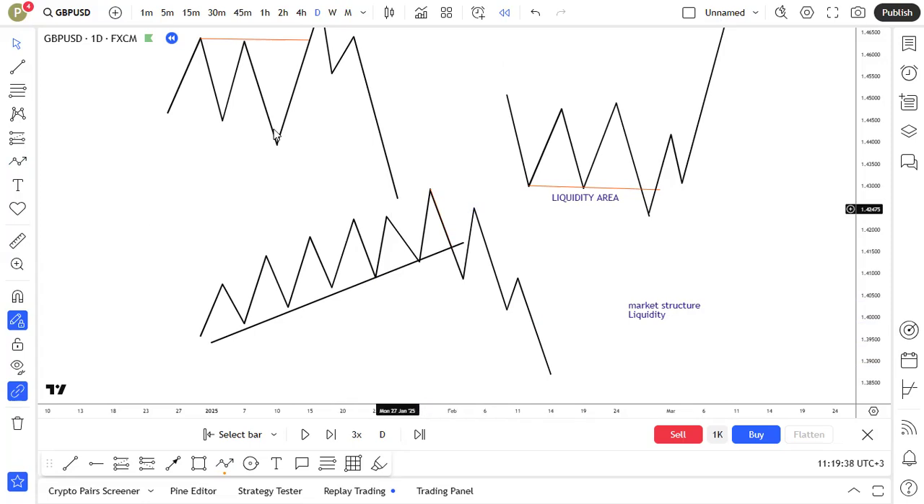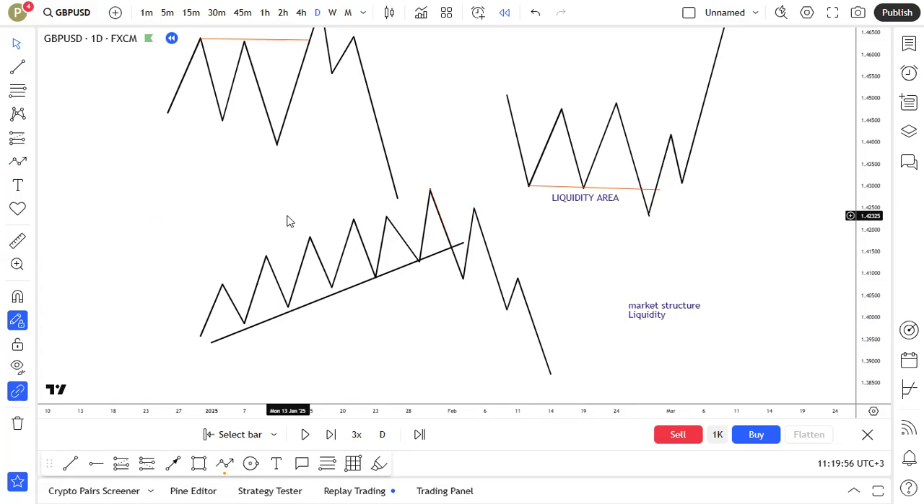The simplest one is always the swing highs and swing lows. We talk about the swing highs and swing lows, the highs and the lows of a range. That's also one of the examples of liquidity.